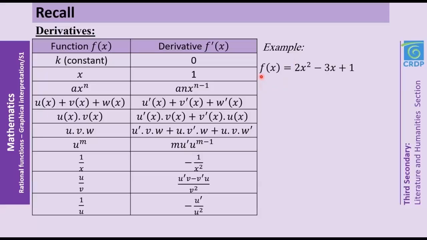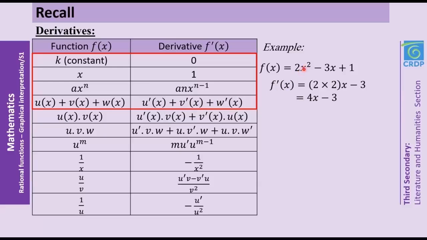In this example, we have f of x equals 2x squared minus 3x plus 1. For this example, we'll have to use these four equations. First, we'll notice that this function looks like this one. So we need to find the derivative for the first part and add it to the derivative of the second part and add it to the derivative of the third part.